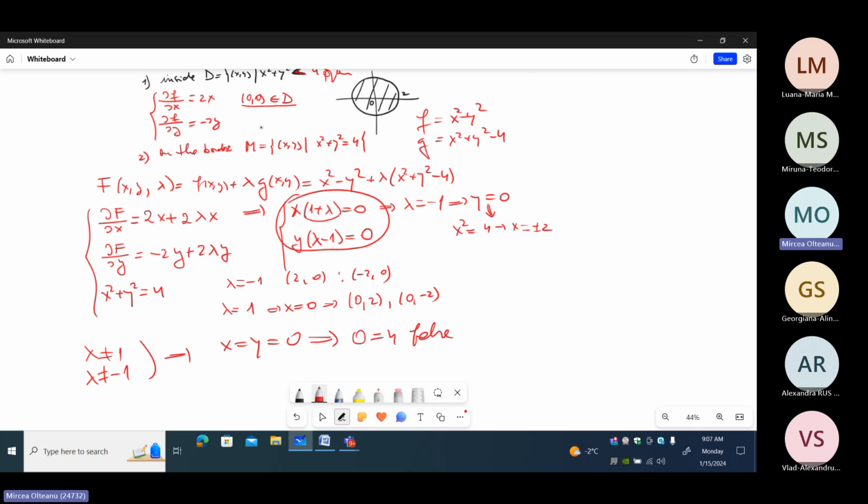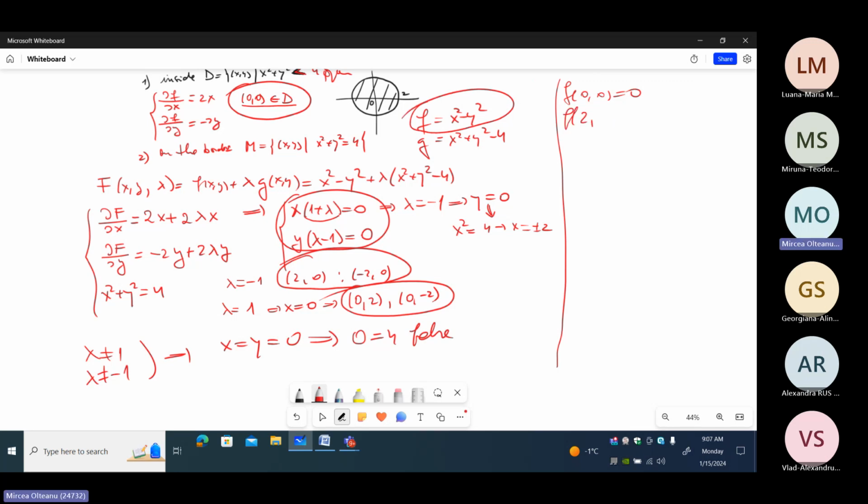So we have 5 possible points where f takes its extreme values: (0, 0), (2, 0), (minus 2, 0), (0, 2), and (0, minus 2). And now we shall compute the values of the function f at all those points and compare them. F of (0, 0) is 0. F of (2, 0), which by chance is f of (minus 2, 0), gives us 4. F of (0, minus 2) equals f of (0, 2), gives us minus 4. And now, obviously, the maximum value of f is 4, and the minimum value of f is minus 4.